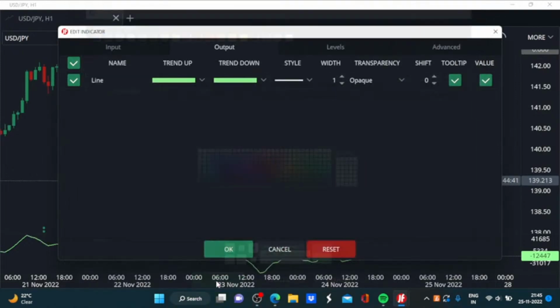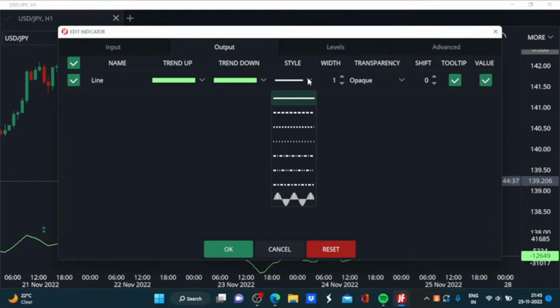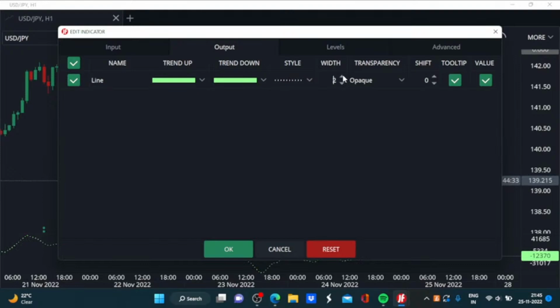So whatever is your choice, you can define it accordingly. You can style it up the way you feel like. You can increase or decrease the width. I think 2 is good enough. As per my taste, I have reduced the transparency so that the chart doesn't look too prominent.